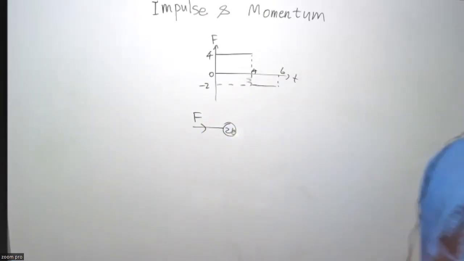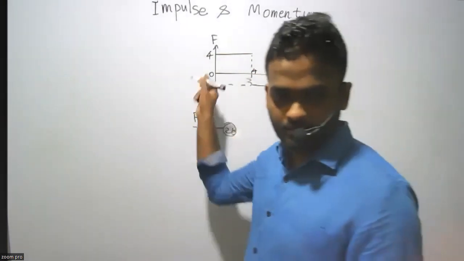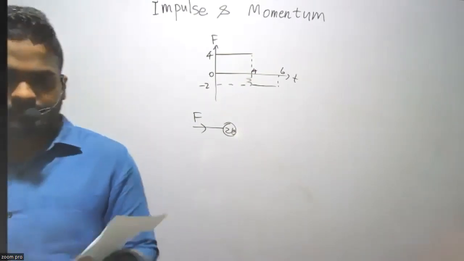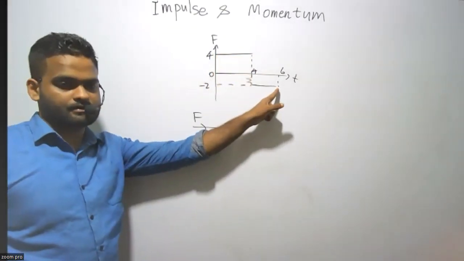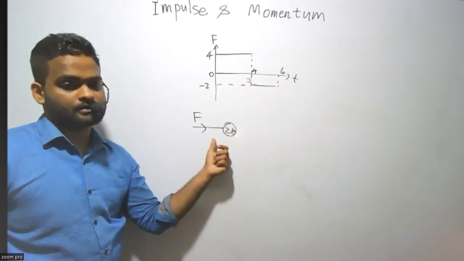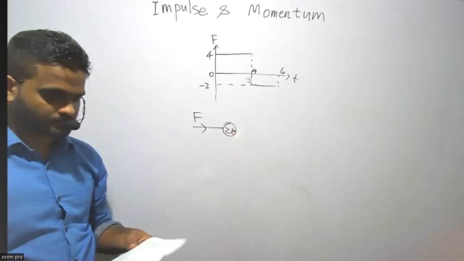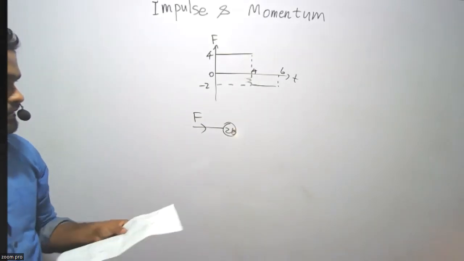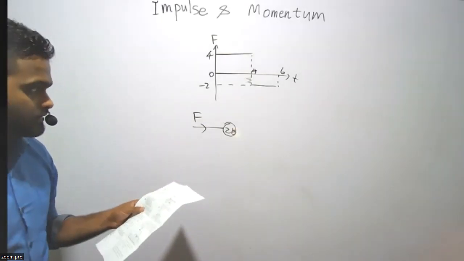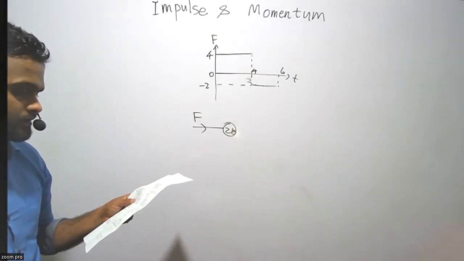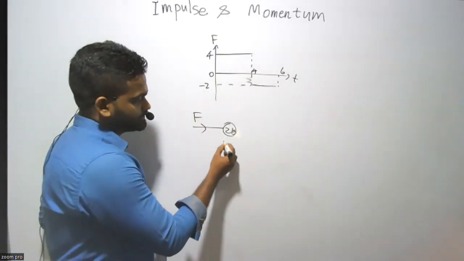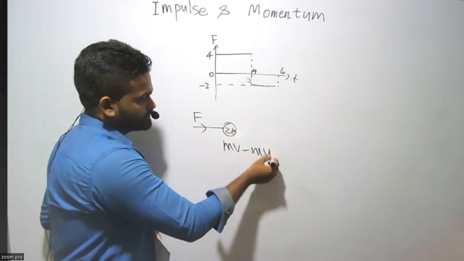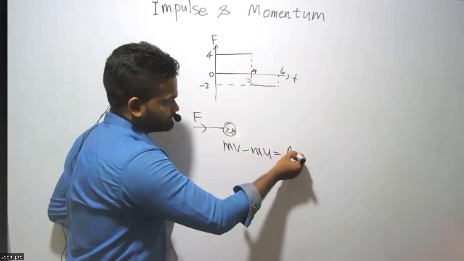So a 2 kilogram mass is given. A force F, the variation shown by the graph. It is constant for a while, but it changes its direction, right? Direction of the force. So what they ask is speed. So mv minus mu is equal to area.